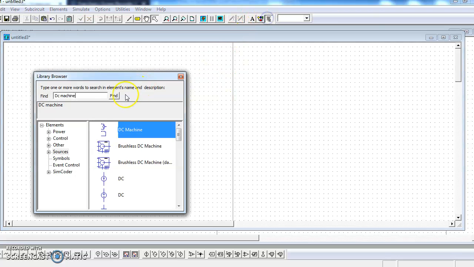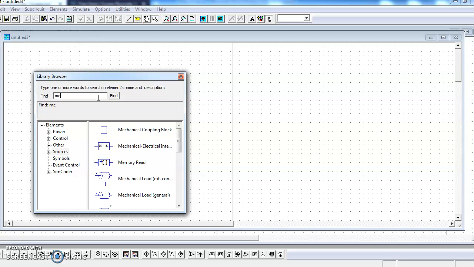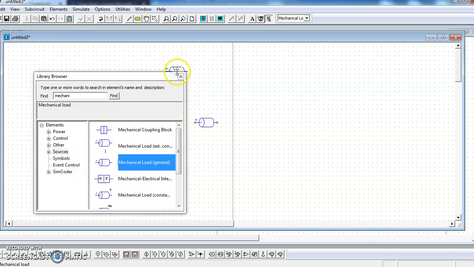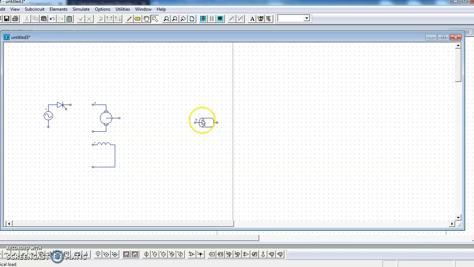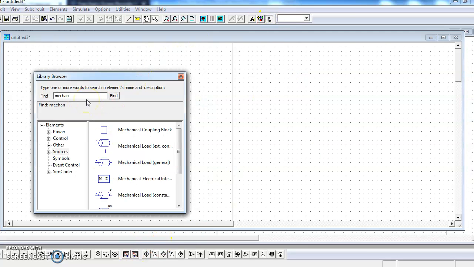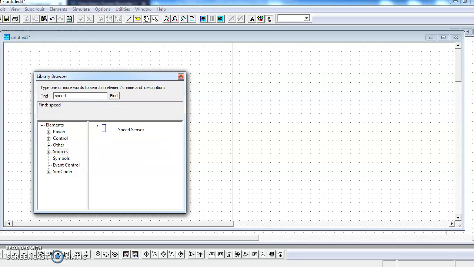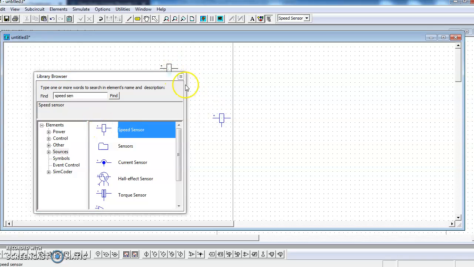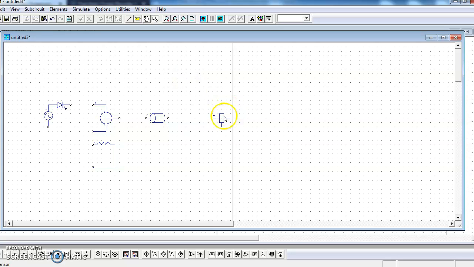Then to the machine we have to attach some load, a mechanical load. Take this general one, because other categories of the mechanical load are available for specific applications. Here we need the general load so that we can change the speed and torque of this particular load. For measuring the speed, we have in PSIM a speed sensor. This is the speed sensor, which will sense the speed.